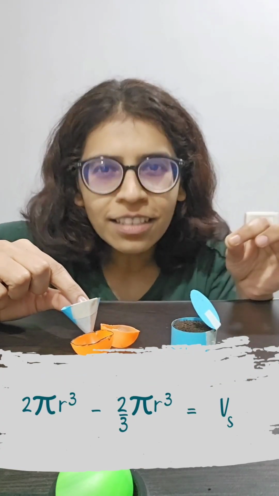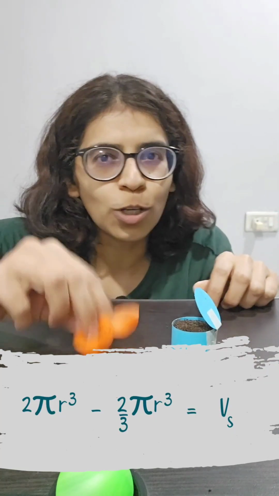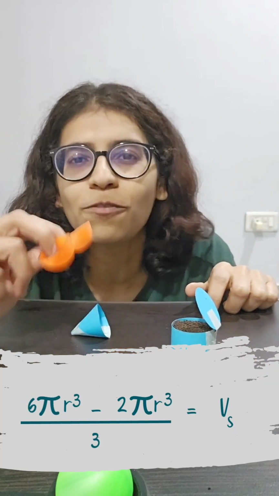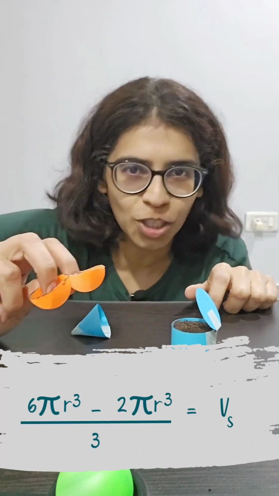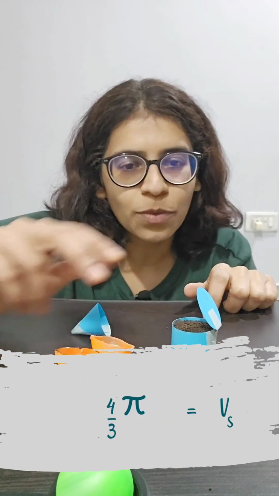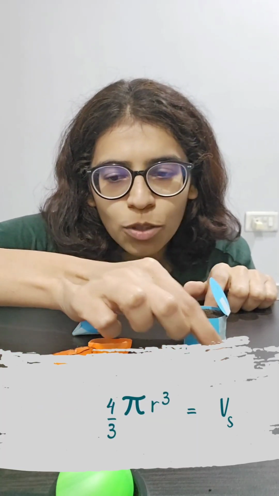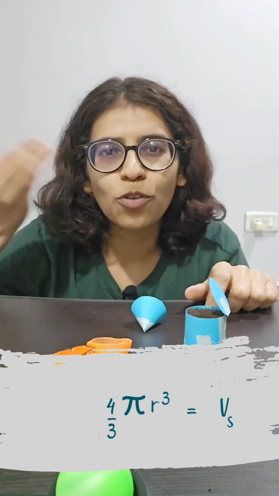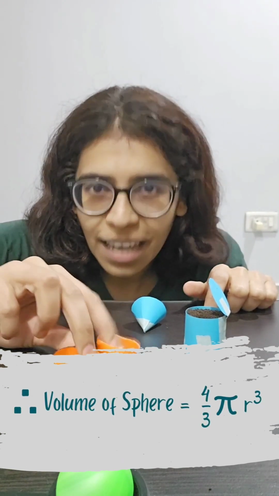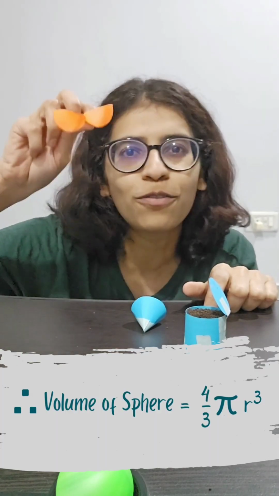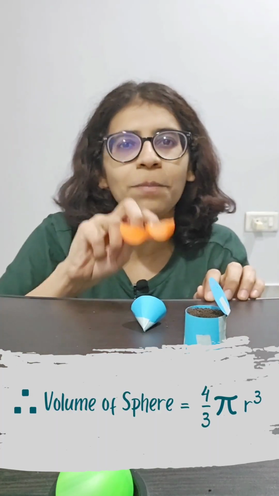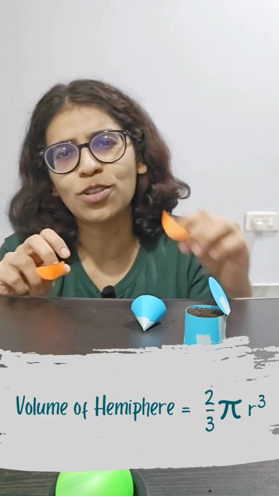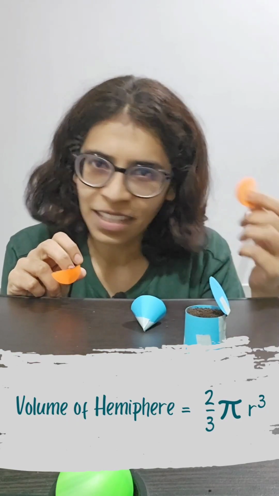Now solving this, what will you get as the volume of the sphere? Volume of the sphere will be 4 by 3 pi r cube, right? It will be 2 pi r cube minus 2 by 3 pi r cube, which gives you 4 by 3 pi r cube. So therefore the volume of the sphere is 4 by 3 pi r cube, and the hemisphere will have half the volume, which is 2 by 3 pi r cube, right?